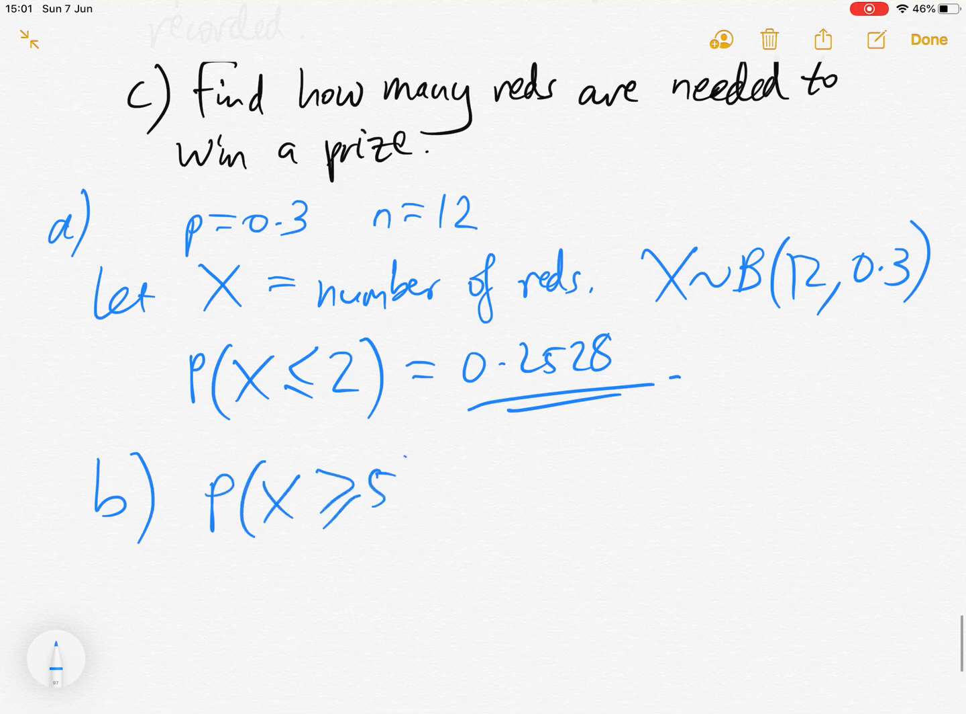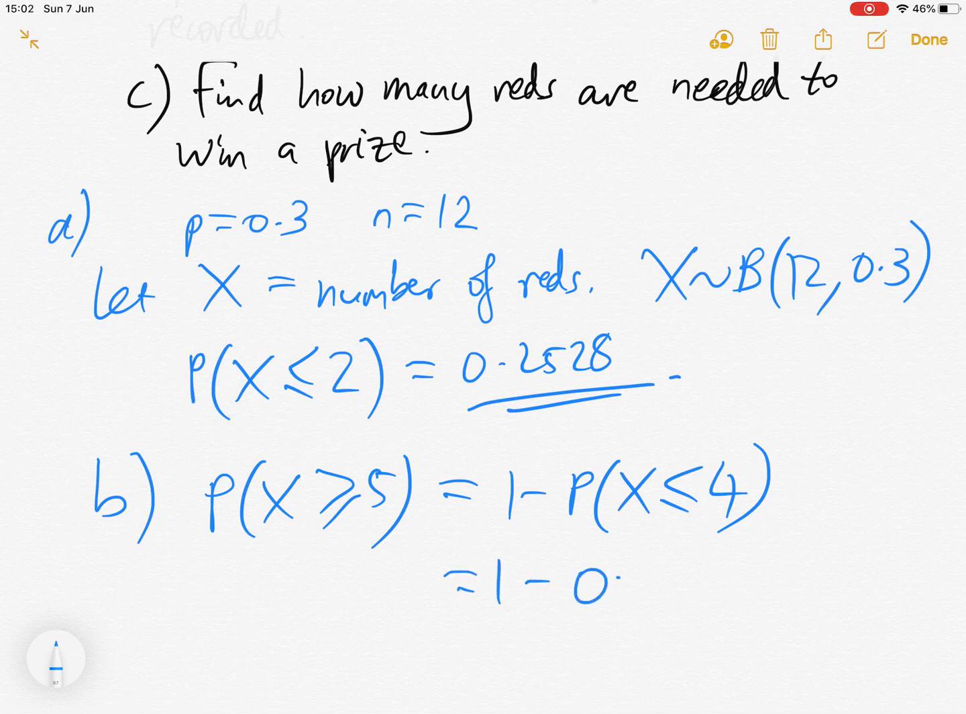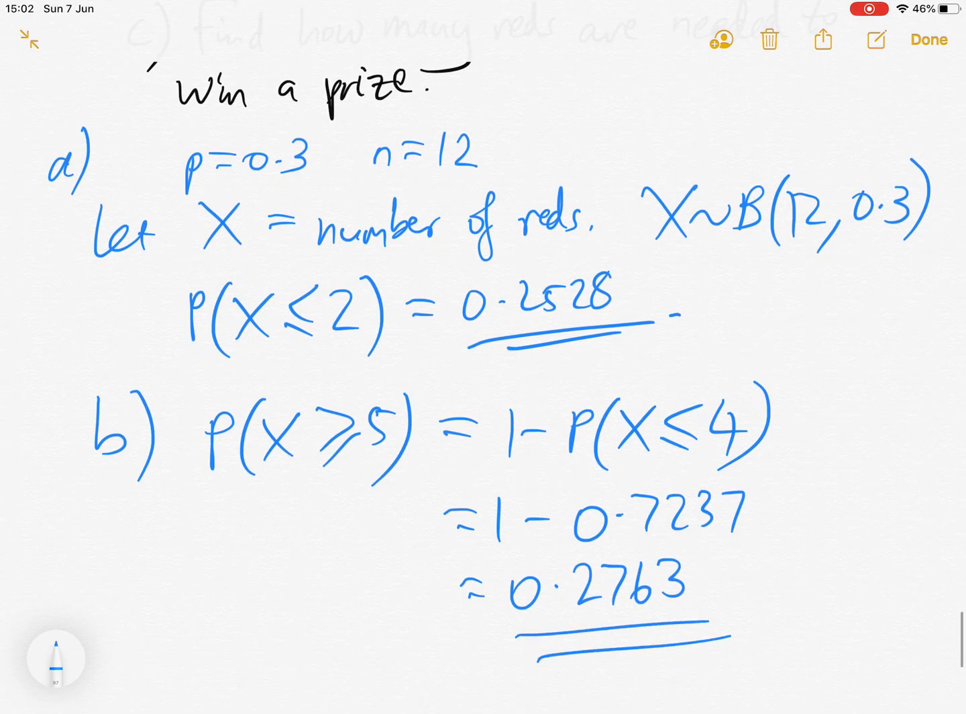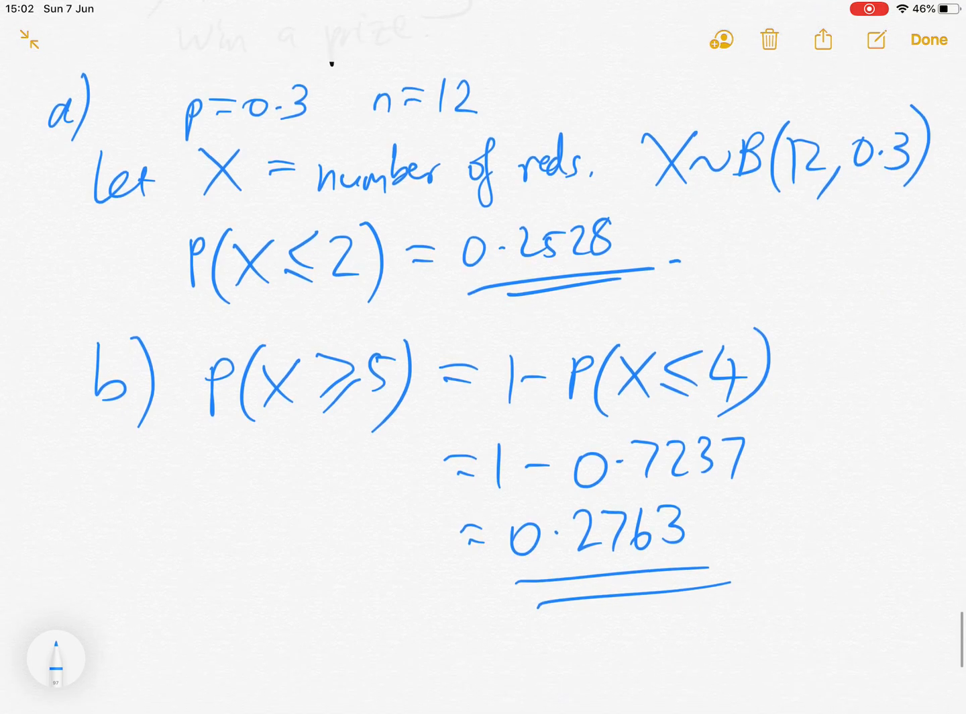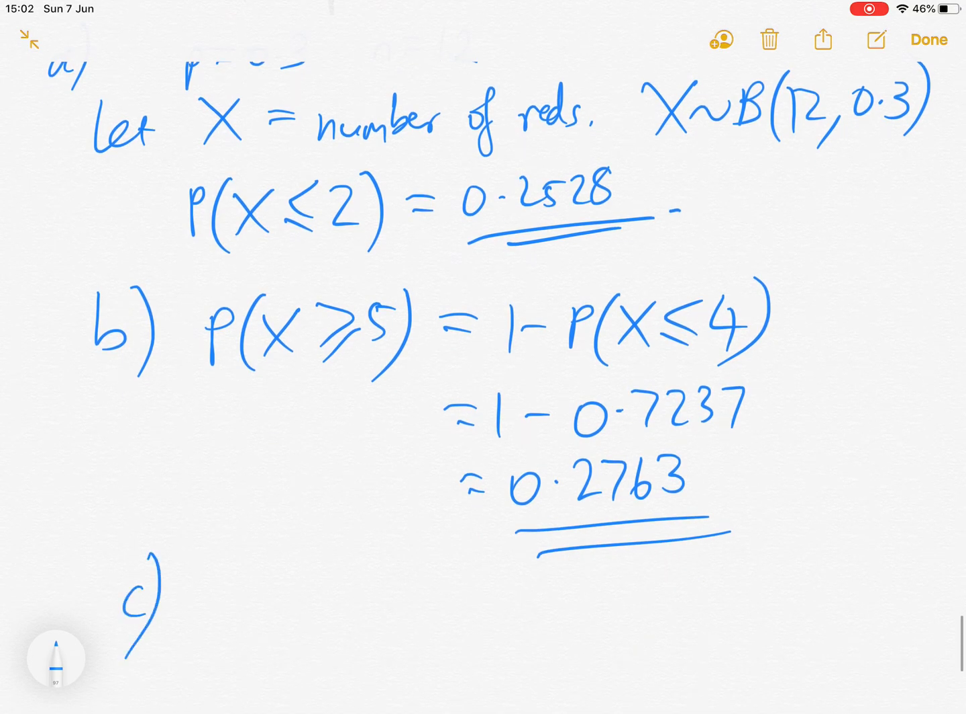That was A. And then B, at least 5 reds. That's the probability X is at least 5, which, again, either use your calculator directly, or if you need to use the table, first convert it to 1 minus the probability X is less or equal than 4. And then looking up in the table, we get 1 minus 0.7237, which is 0.2763. Or your calculator gives you that directly.